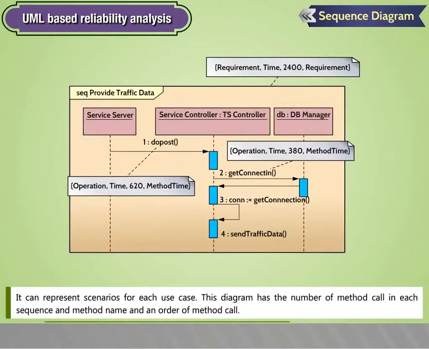Sequence diagram. It can represent scenarios for each use case. This diagram has the number of method calls in each sequence and method name and an order of method call.